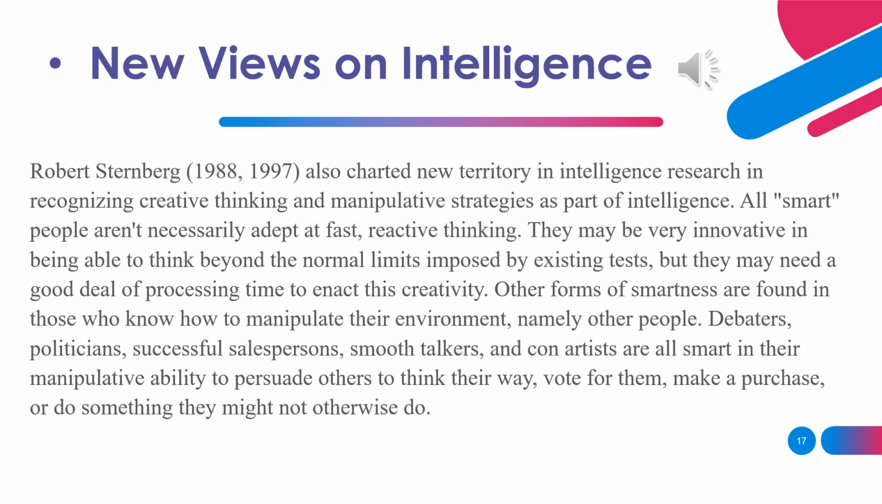Other forms of smartness are found in those who know how to manipulate their environment, namely other people: debaters, politicians, successful salespersons, smooth talkers, and con artists. And con artists are all smart in their manipulative ability to persuade others to think their way, vote for them, make a purchase, or do something they might not otherwise do.